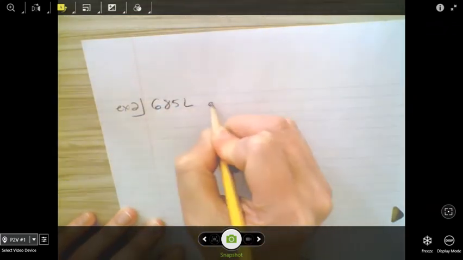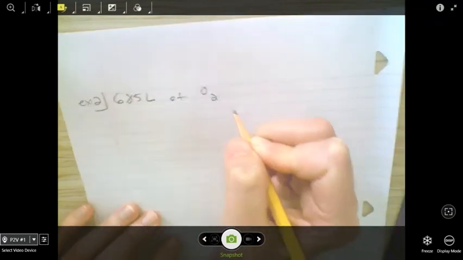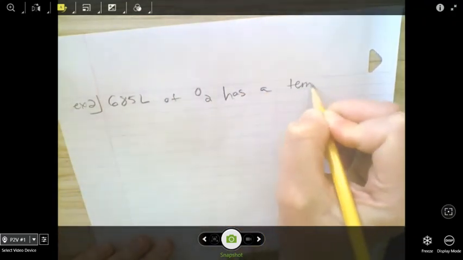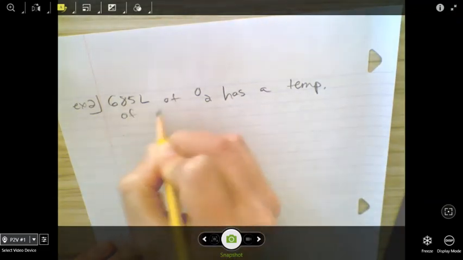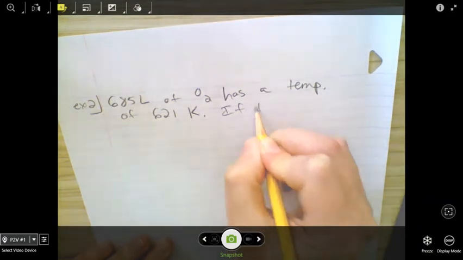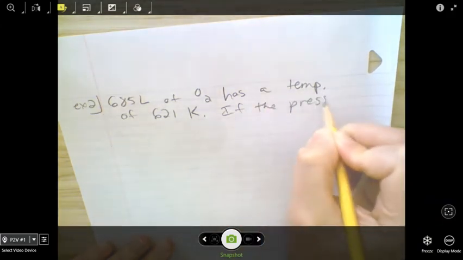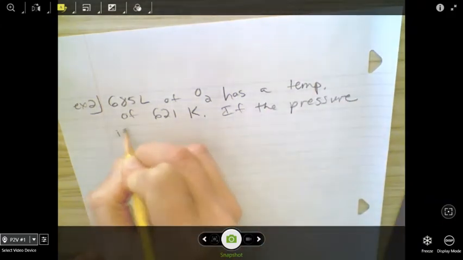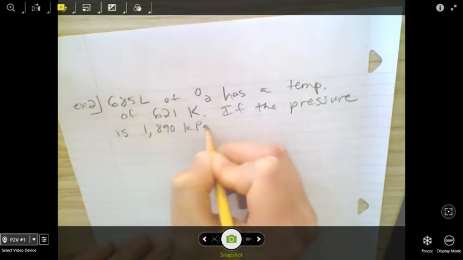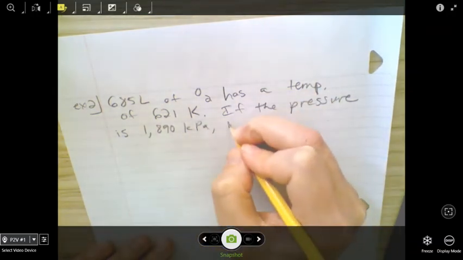685 liters of O2. This is a big sample of oxygen. Has a temperature of 621 Kelvin. If the pressure is 1,890 kPa, what is its mass?